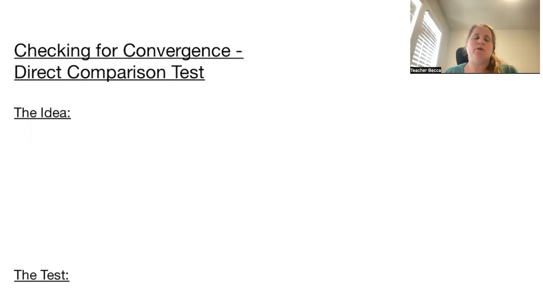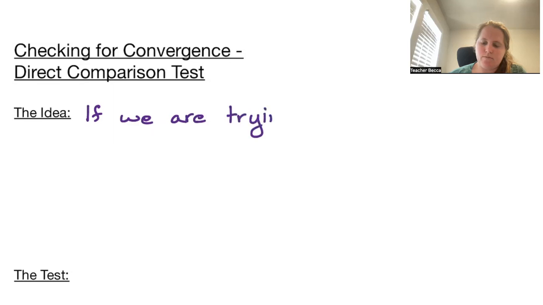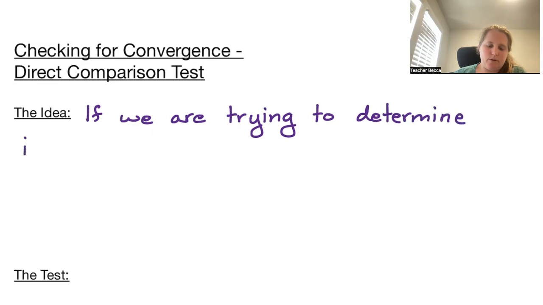Welcome to checking for convergence using the direct comparison test. So the idea here is, if we are trying to determine if the integral from a to infinity of f of x dx converges.